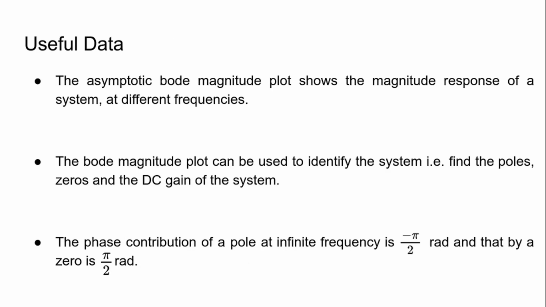We'll be using the following concepts to solve this problem. The asymptotic Bode magnitude plot shows the magnitude response of a system at different frequencies. The Bode magnitude plot can be used to identify the system, that is, find the poles, zeros and the DC gain of the system. The phase contribution of a pole at infinite frequency is minus pi by 2 radians, and that by a zero is pi by 2 radians.